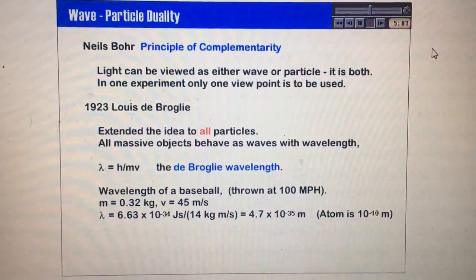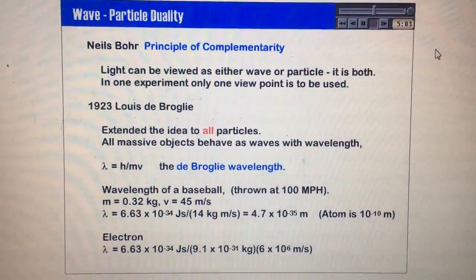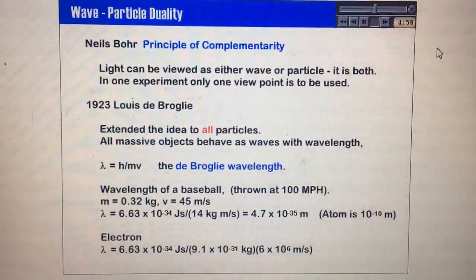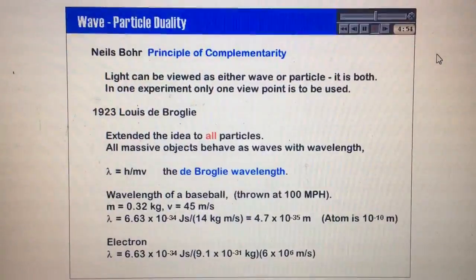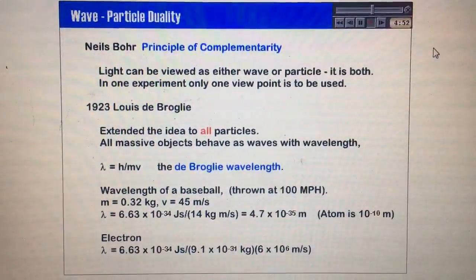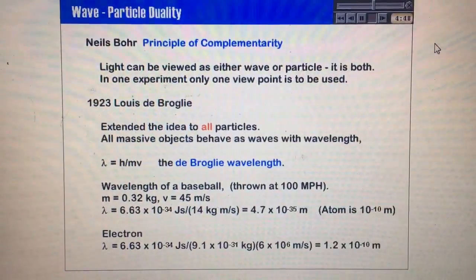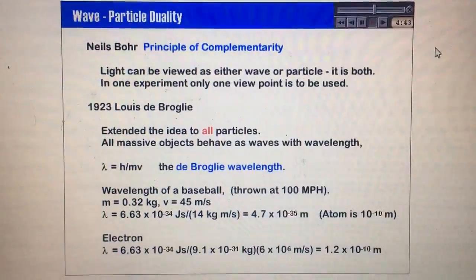Well, let's look at something smaller, an electron. An electron has a mass of 9.1 times 10 to the minus 31 kilograms. Let's give it some intermediate speed, 6 times 10 to the 6 meters per second, which is not terribly fast, since the speed of light is 3 times 10 to the 8th. Well, what do we get there? There we get that the wavelength is about 1.2 times 10 to the minus 10th meters. And that is on the order of a magnitude of the size of the atom.